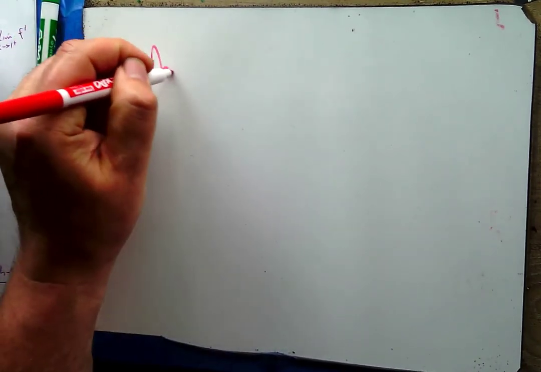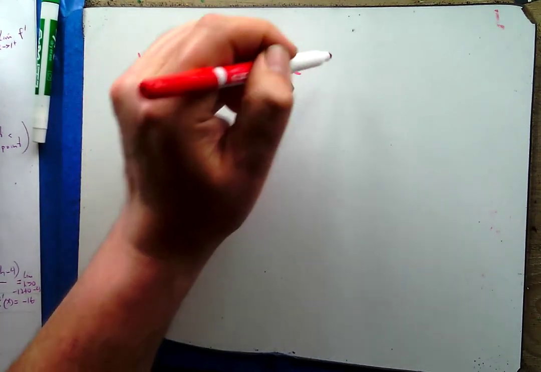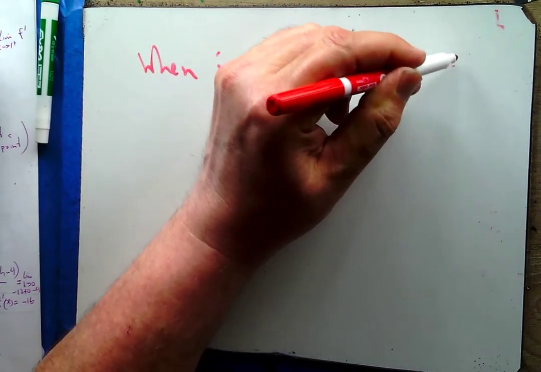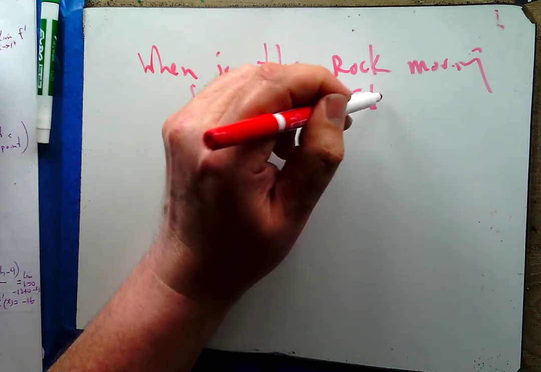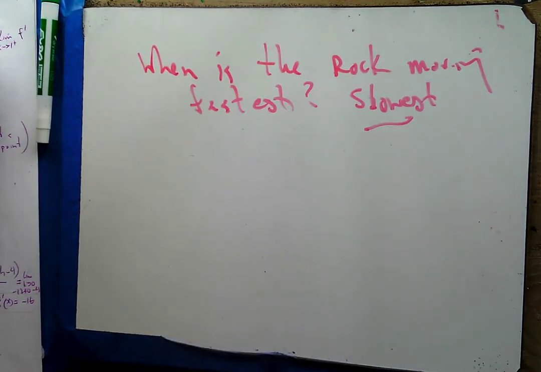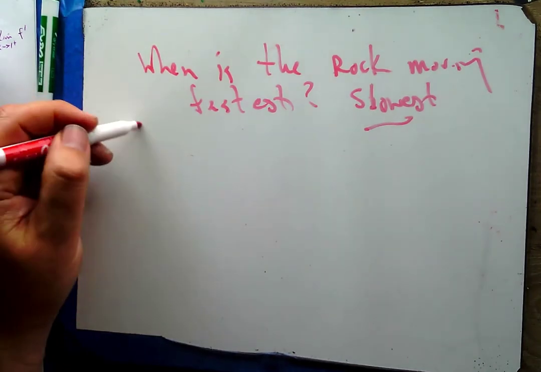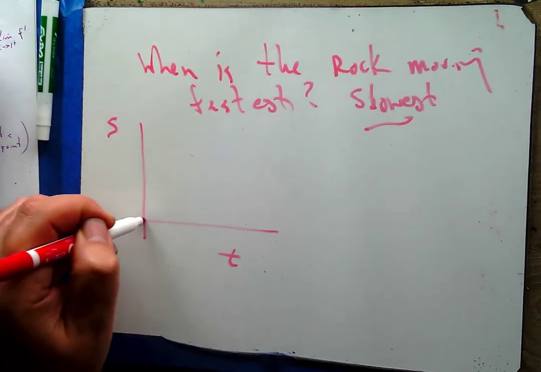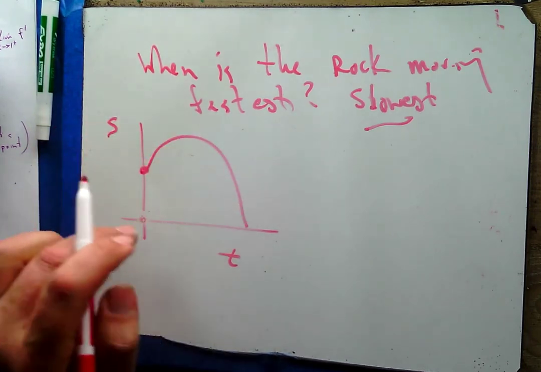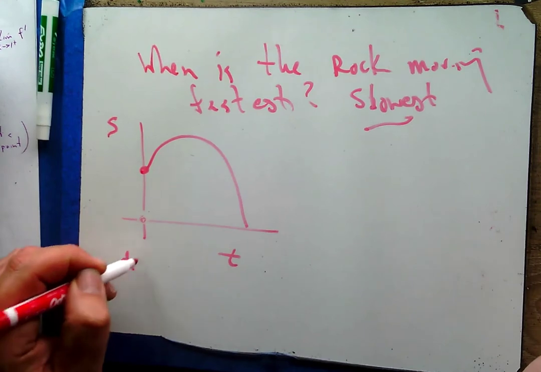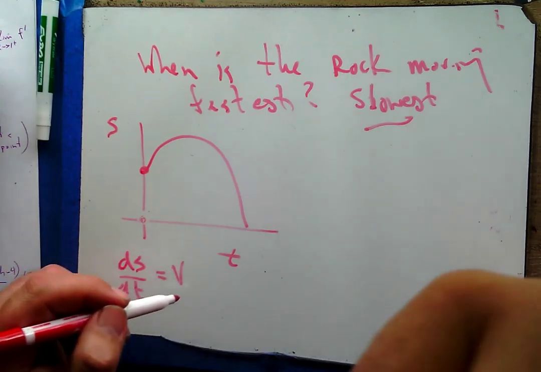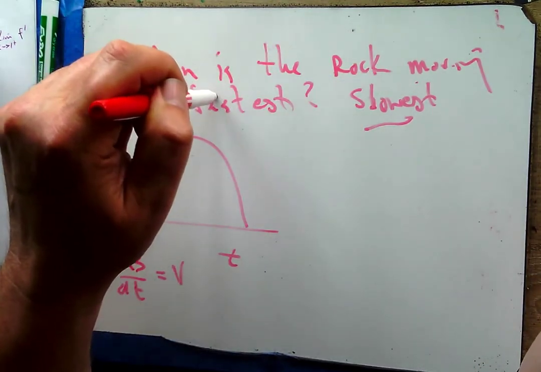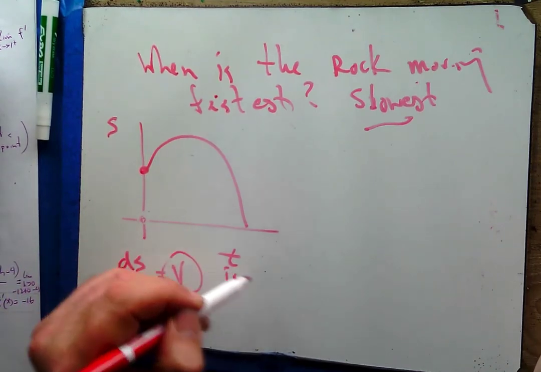How about average? No. When is the rock moving the fastest or the slowest? Now, an interesting thing is about slope. When I think about this position function for this problem, the position function looks like this. I know that the change in position with respect to time, or the slope on this graph, is velocity. So when the rock is moving fastest, I'm looking for when velocity is largest.